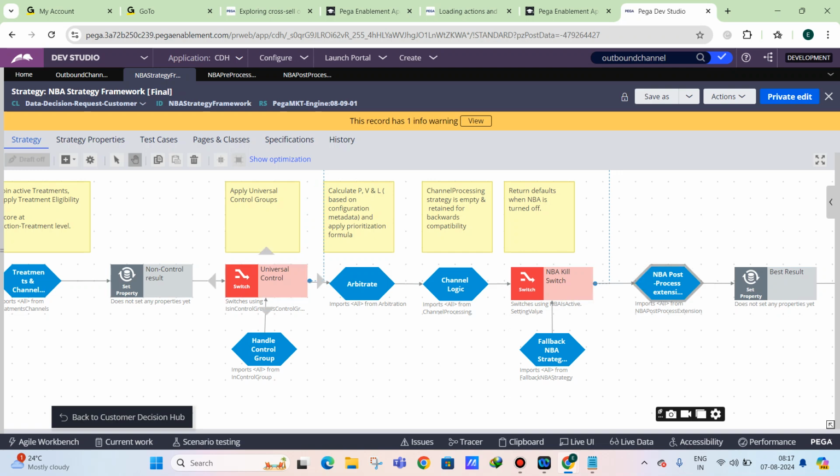But never touch the final rules or the OOTB strategies. You should keep your logic, your custom code, only in these extension strategies. Got it?